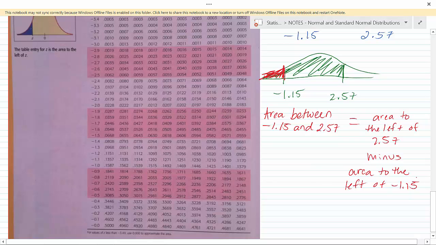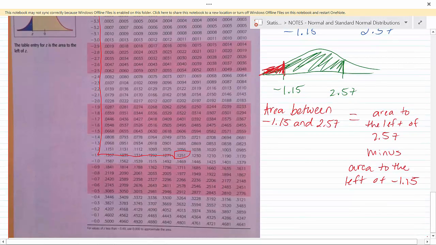Which of these is going to be the easier one for us to find? The negative 1.15, because we've got the negative numbers in our table. So I'm going to go down to negative 1.1, and then over. That's 0.00, 0.01, 0.02, 0.03, 0.04. Here's my 0.05.